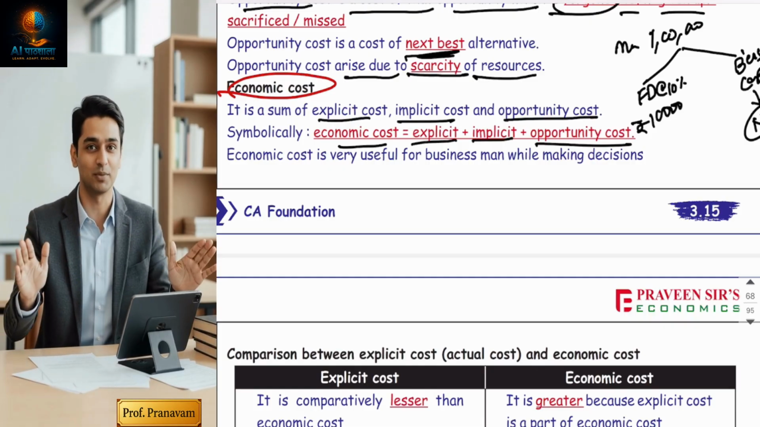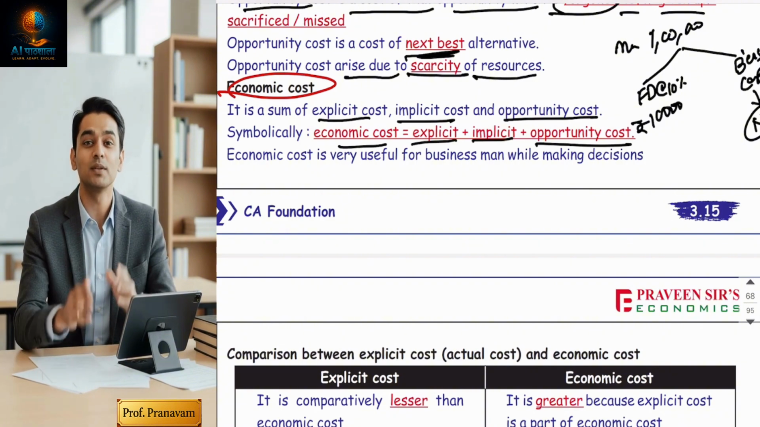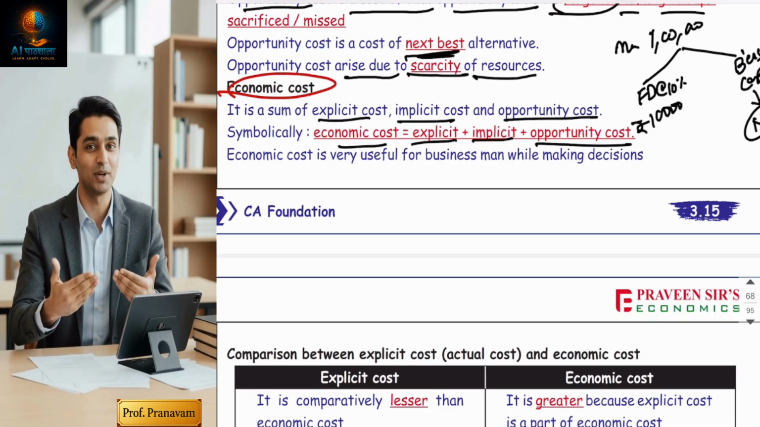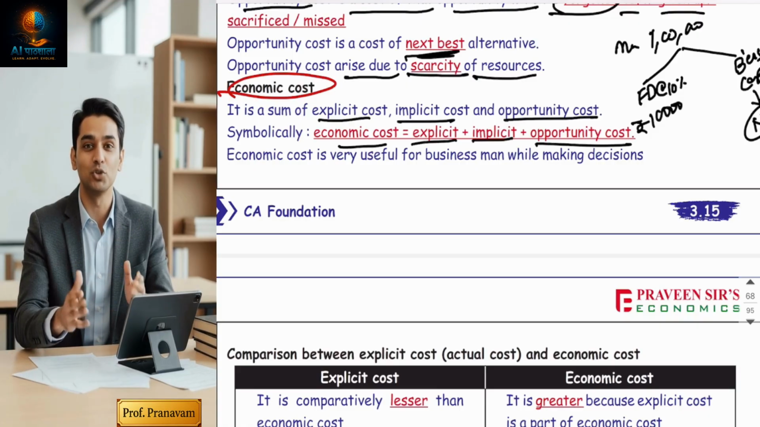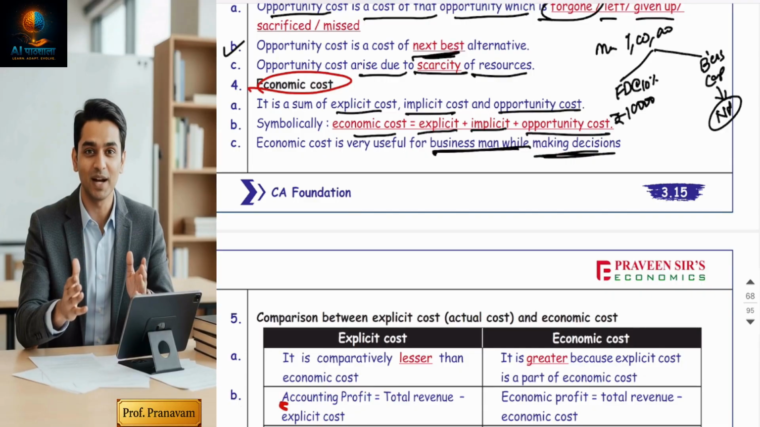Now, this cost has nothing to do with the books of accounts. It is irrelevant there. But in practical life, whenever you take decisions, you always consider time and various other non-monetary factors, which is called opportunity cost. So economic cost is always useful for the businessman to make good decisions. Fine.